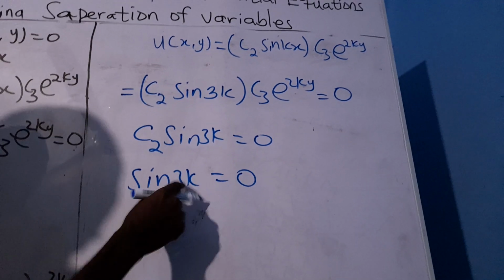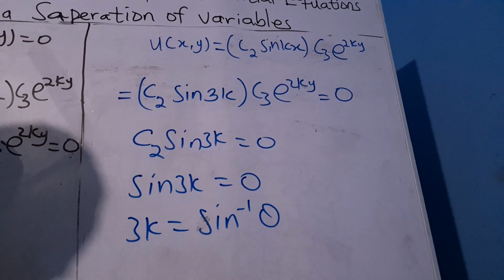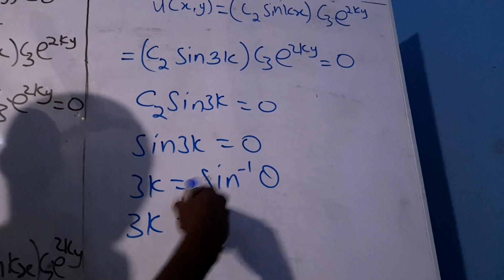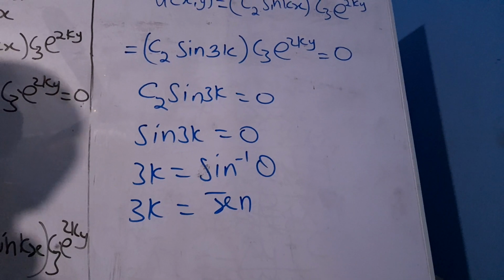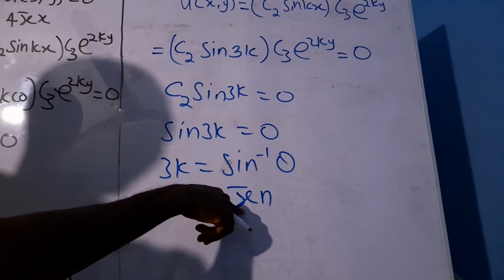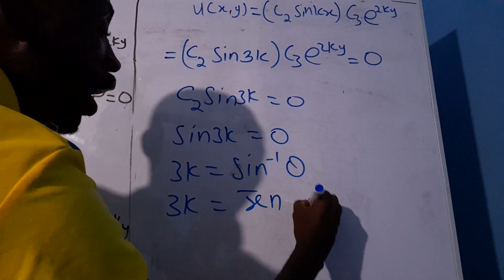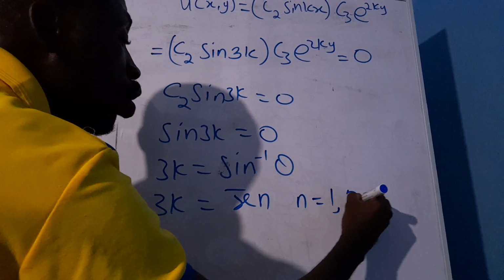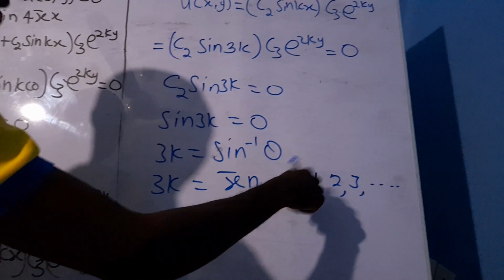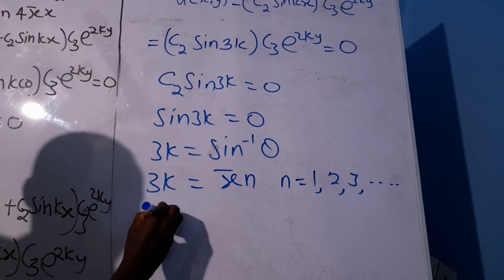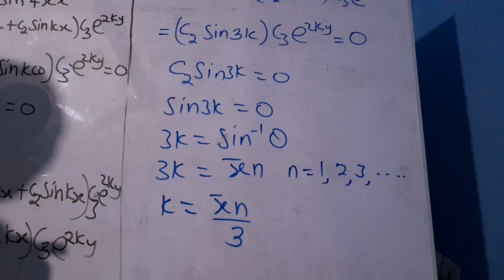How do we find k? Our 3k will equal sine inverse of 0. Sine inverse of 0 will be equal to pi n, multiples of pi. Pi, remember, in radians is 180 degrees. Sin 180 degrees times any figure will give you 0. So where n is equal to 1, 2, 3 to infinity. So now what is the value of n? That's what we find. So our k here will be equal to pi n over 3. So now we know k.